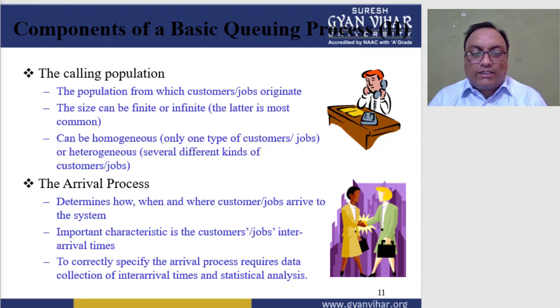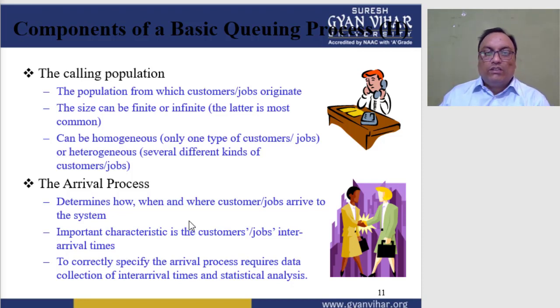An important characteristic is the customers' job inter-arrival times. At the same time, four customers come to your shop or maintenance workshop. You give priority to whoever comes first, so your service is based on the FIFO system. FIFO means first in, first out. To correctly specify the arrival process, data collection of inter-arrival times and statistical analysis are required. So these kinds of services are also very important.